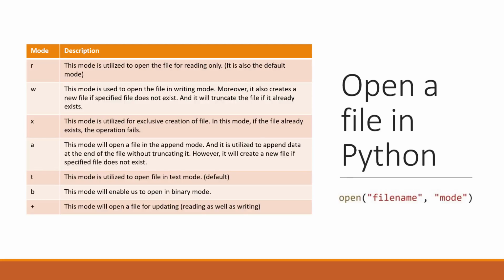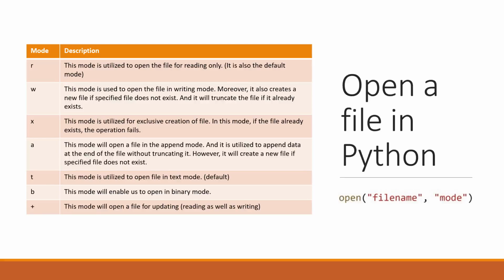After X, there is one more mode which is A. This A stands for append, and this mode will open a file in the append mode, which is quite similar to the write mode. What happens in the append mode is that instead of truncating the file, it will add the content at the very end. For example, if we have a file which contains some text and we use the append mode and then add some more content, that content will be added after the existing content.